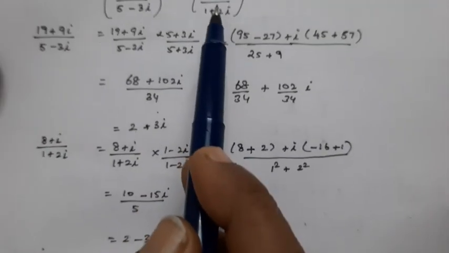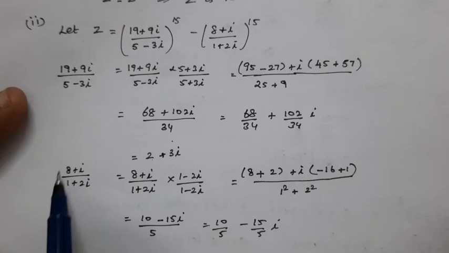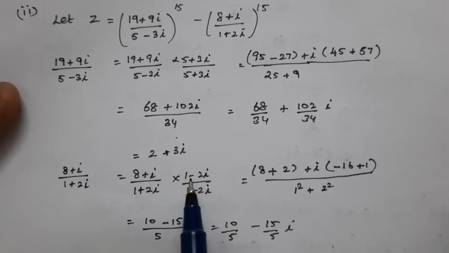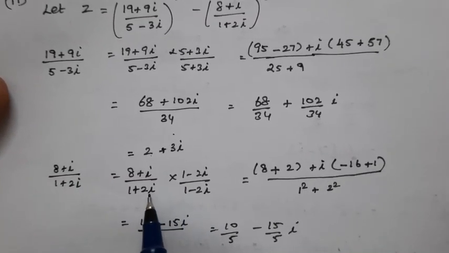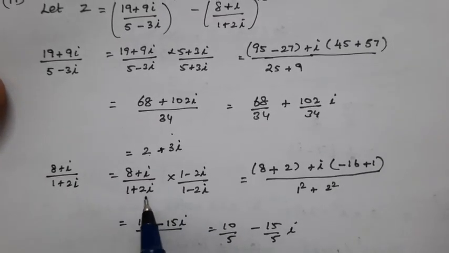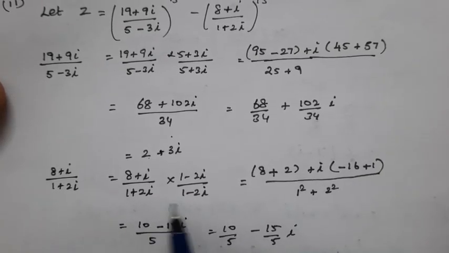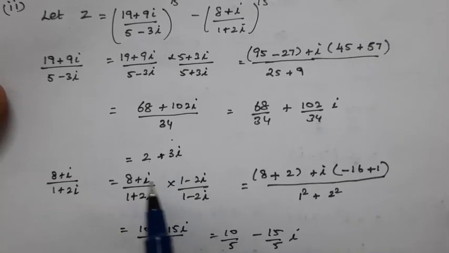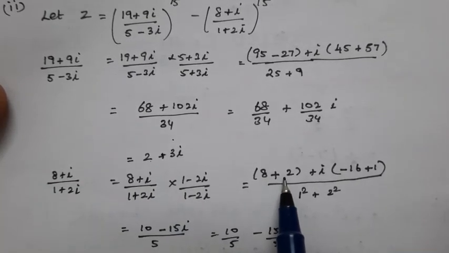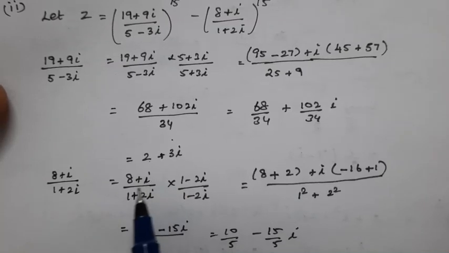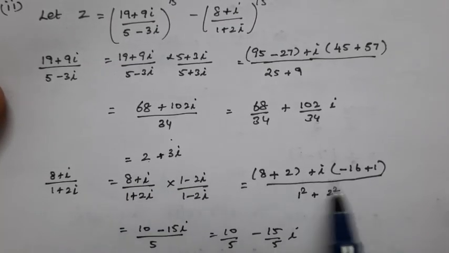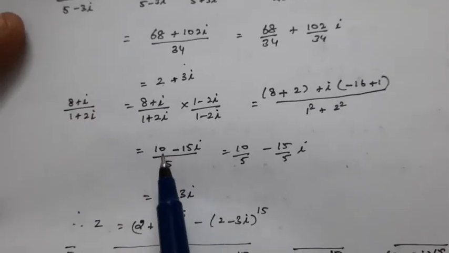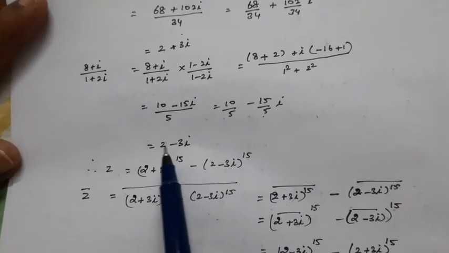Now coming to the next term, (8 + i)/(1 + 2i). Again this is not in the rectangular form. So converting it to rectangular form just by multiplying and dividing by the conjugate of the denominator. The product of the denominators will be 1 squared plus 2 squared, and then real into real, 8, minus imaginary into imaginary, that is 1 into minus 2, minus minus, so it will become plus 2, then plus i into (8 into minus 2, minus 16, plus 1 into 1), and then 8 plus 2 is 10, and it is minus 15 by 5. So 10/5 minus 15/5 i, or 2 - 3i.